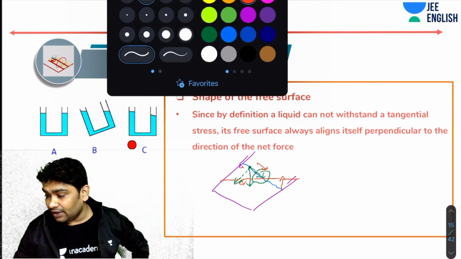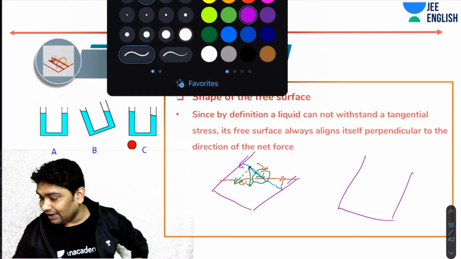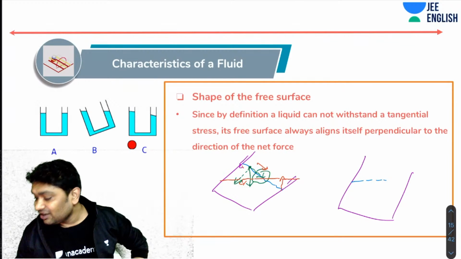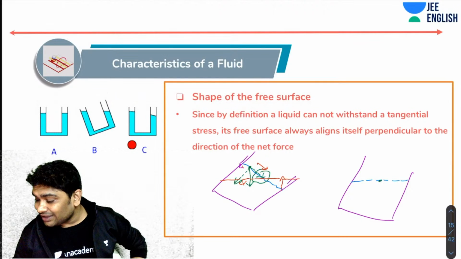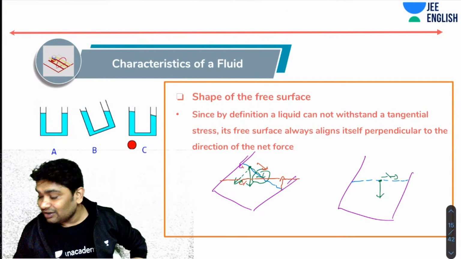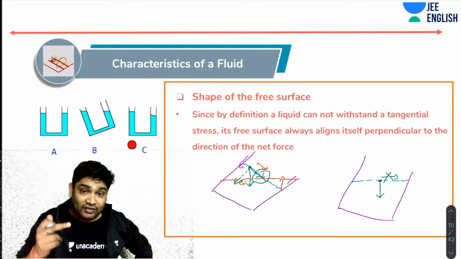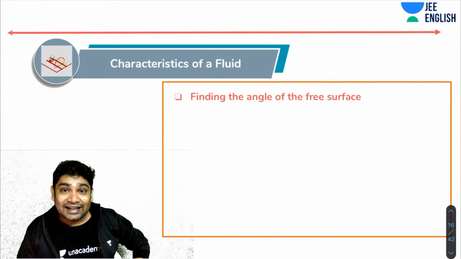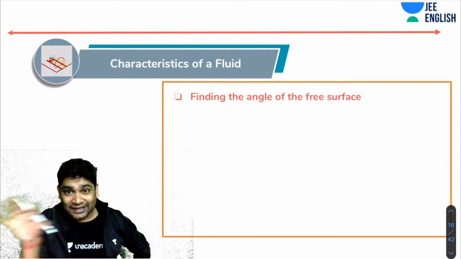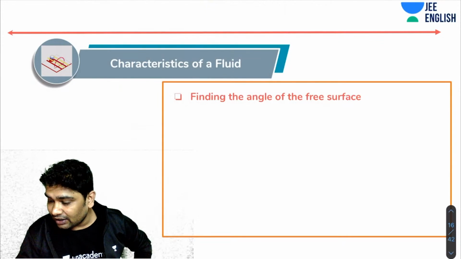So again, you can imagine this. What will happen is finally you would have had the free surface level like this. Now the moment the free surface level is like this, this mg cannot produce any tangential stress. This is how the free surface of a liquid always behaves. Let's try and find out the angle of the free surface of the liquid when it is kept in an accelerated vessel.